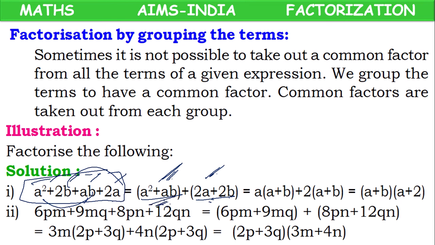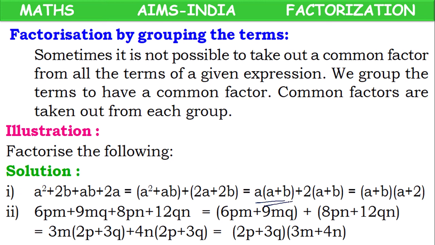In the first group, a square plus ab means a into a plus a into b. So one a is common, we can take it out. Another a is remaining in the first term, in the second term b is remaining. So we can write it as a into a plus b. In the second group, here also 2 is there, here also 2 is there. We can take 2 out. So a will remain here, b will remain here, a plus b will remain.